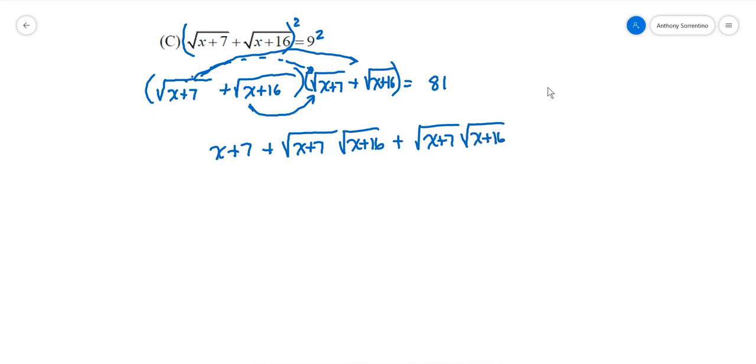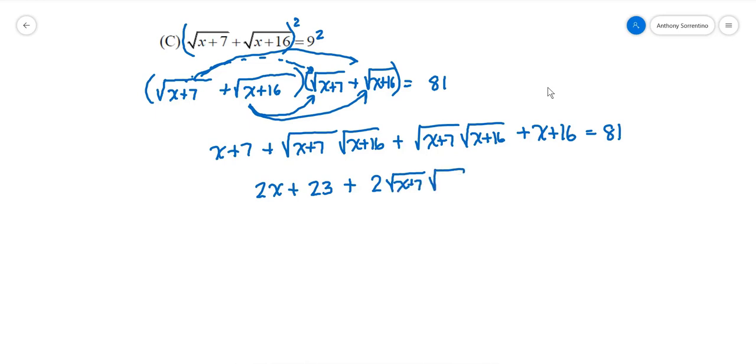And of course, the square root of x plus 16 times the square root of x plus 16 is like squaring that square root, so I'm going to have x plus 16. And that all equals 81. So I'm going to have 2x plus 23 plus 2 times the square root of x plus 7 times the square root of x plus 16.